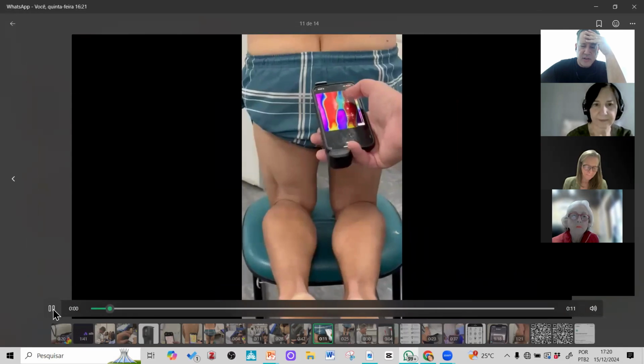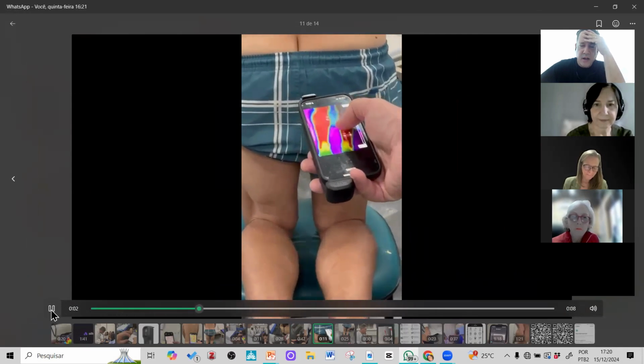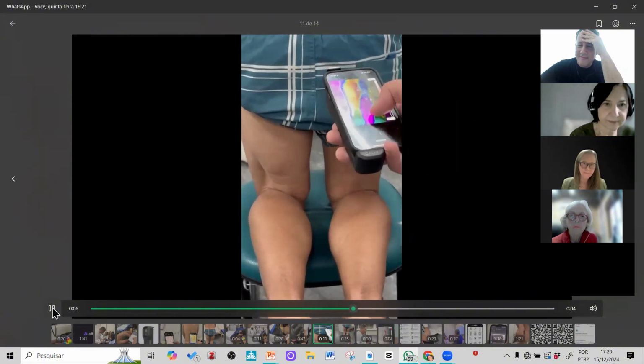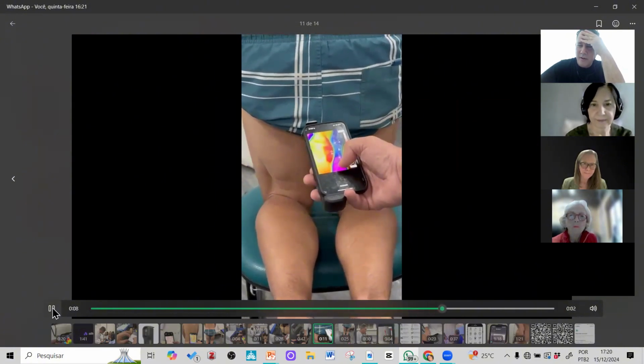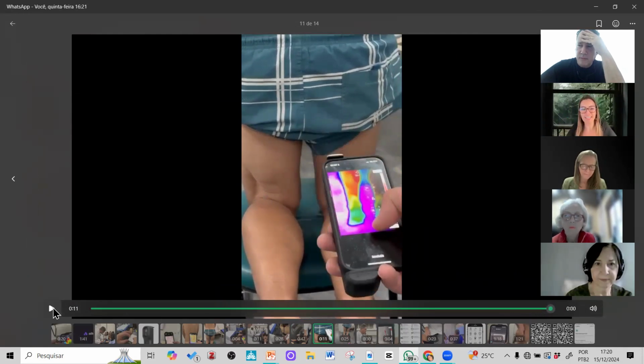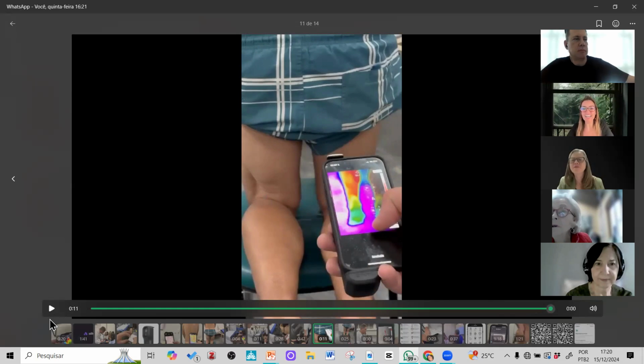Let's see this situation. Jan, I sent it to you. Sorry, I was talking in another language. Jan, I have sent you on the WhatsApp group the latest version of FLIR Tools for your iPhone, so that you can also use it.